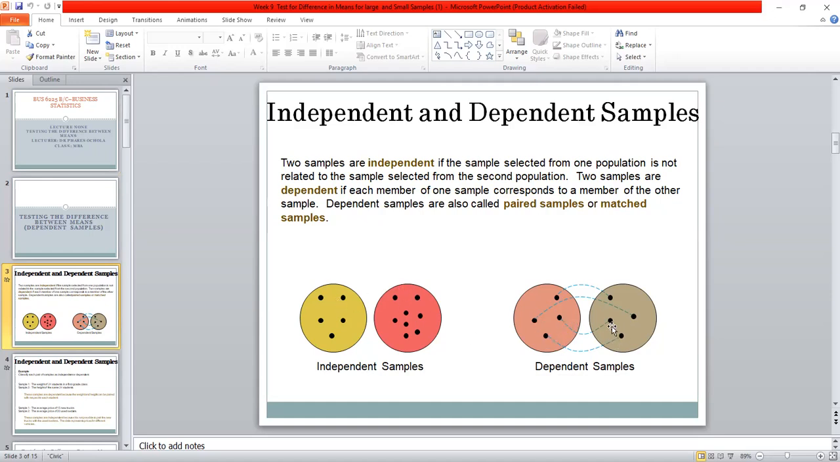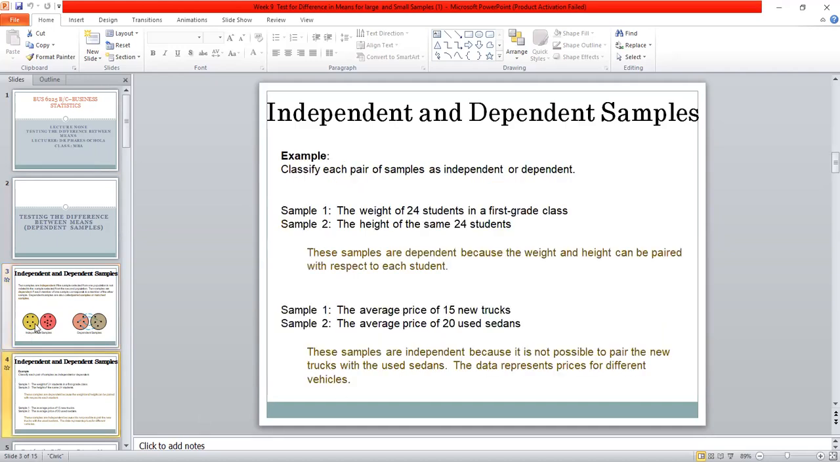Whereas here, this is basically the same population, the same sample, where you have this sample here. This is before, take service time before in the bank, and after, service time after. And then, of course, among other things, some examples here.